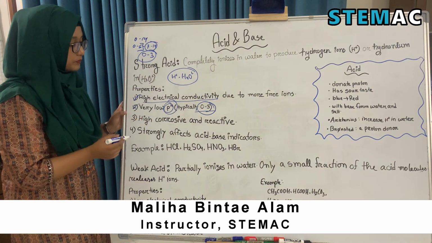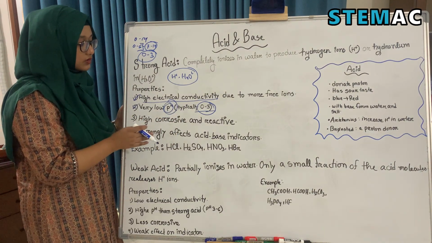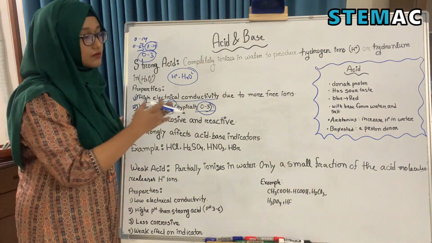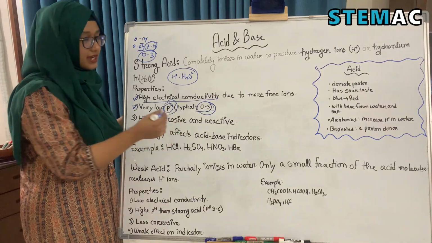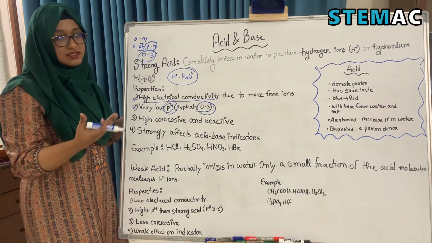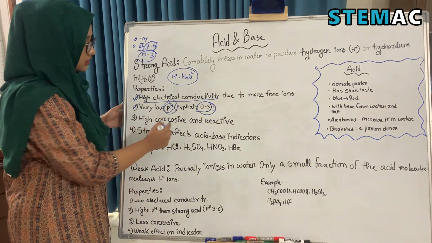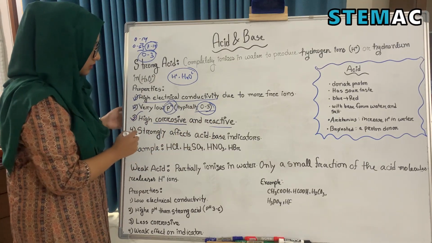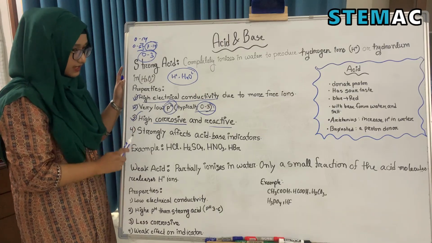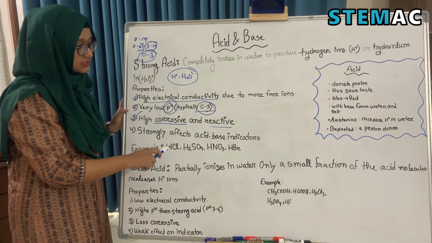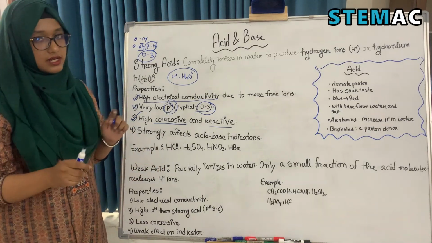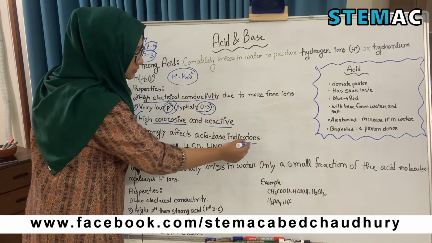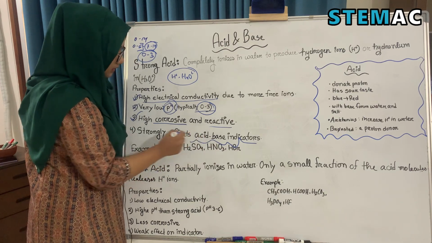And thirdly, it is highly corrosive and reactive, as there are more free ions moving around them, they show a more reactive situation and they easily react with others. That's why they show a highly corrosive and reactive environment. And lastly, a strong acid strongly affects acid-base indicators. We are going to learn about indicators in the next class.